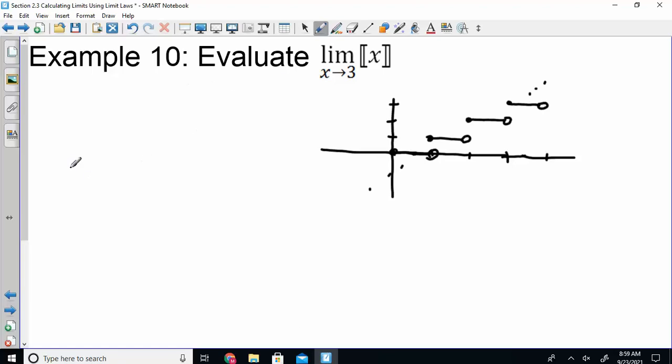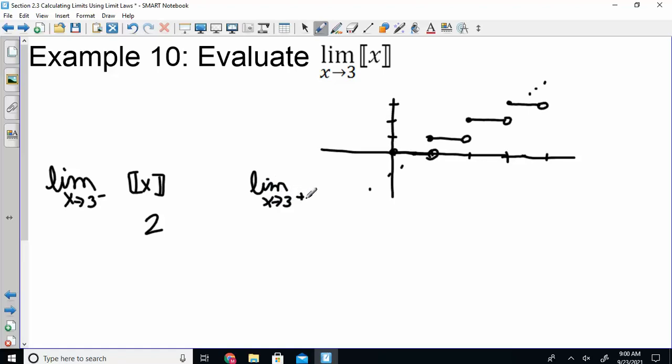So if I want the limit as I approach 3, let's look at the left and the right separately. As you approach 3 from the left, if you're putting in something smaller than 3, so like 2.5, 2.9, 2.99, what are you going to get out? 2. Think about it here. If you're approaching 3, you're right here on this step, so you're getting out 2.